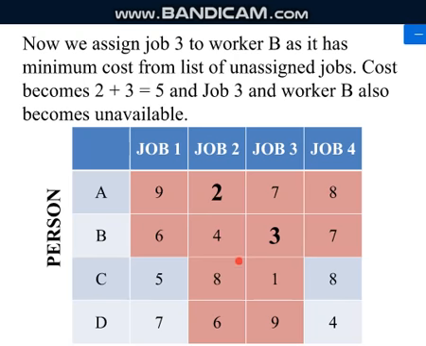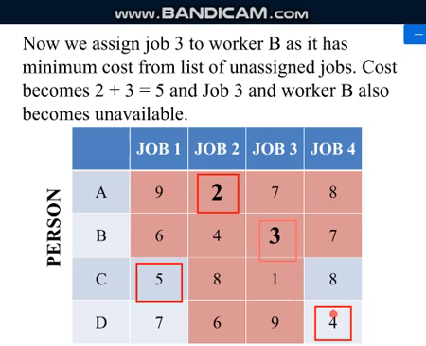Next one. If I go with 3, what are the possibilities now? There are only 2 possibilities remaining for C, that is 5 and 8. So 5 is minimum. If I go with 5, then obviously I will go with job 4 for D. Now tell me, what is the cost? 2 plus 3 plus 5 plus 4. So 2 plus 3 is 5, 5 plus 5 is 10, 10 plus 4 is 14. The cost is 14.